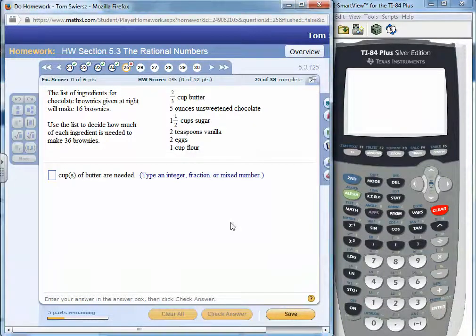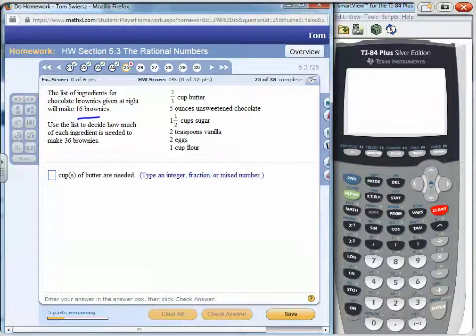Okay, we have a list of ingredients for 16 brownies. We want to do 36. The multiplier is the number needed over the number given. So in this case, we need 36, and it's given for 16. So this is our multiplier.